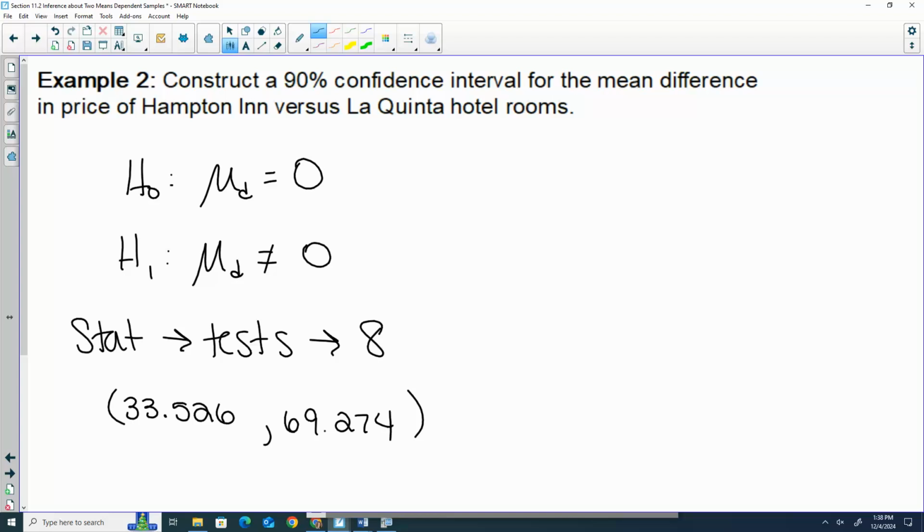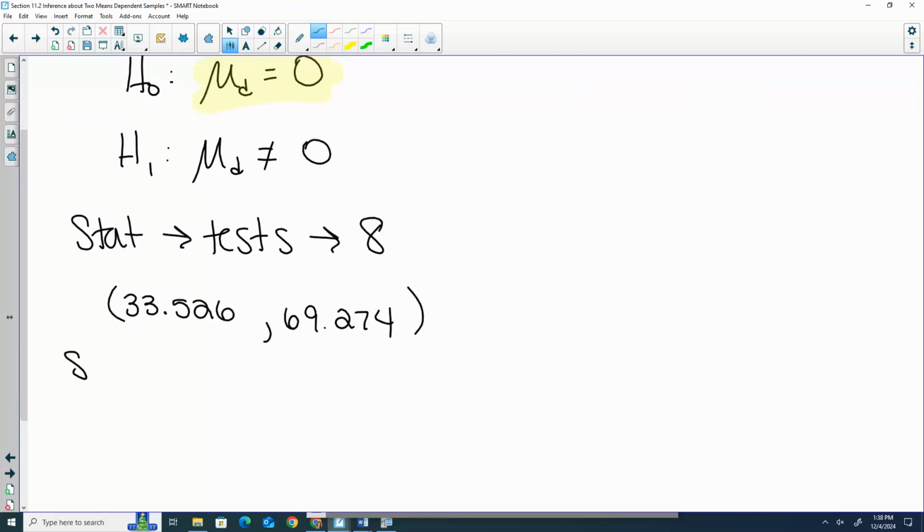And how do I use that to test my hypothesis? Does your thing fall in it? The null is 0. Is 0 in my interval? No. We are 90% confident the real value falls between them. So, since 0 is not in the interval, we reject. So we can do our hypothesis testing or confidence interval to decide.